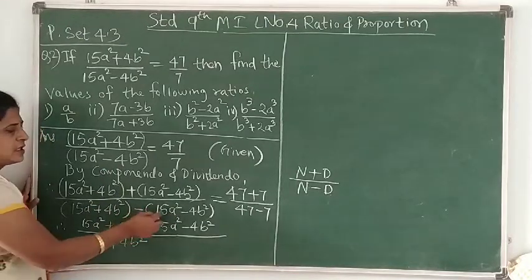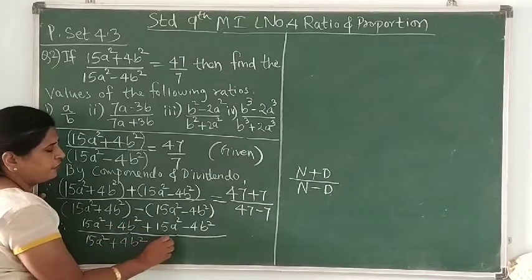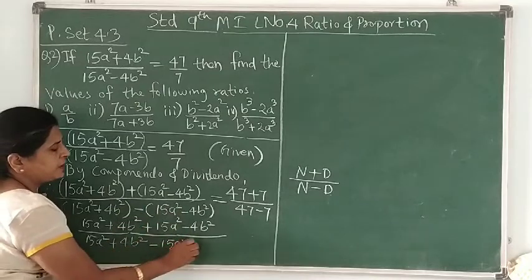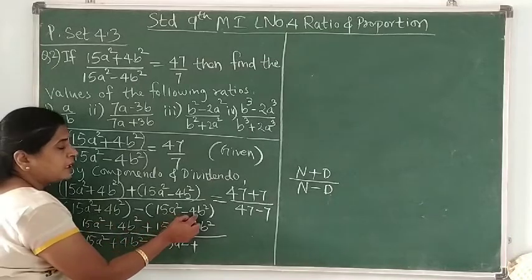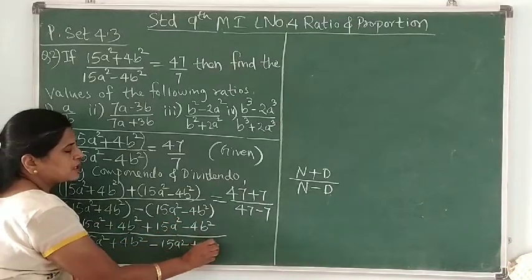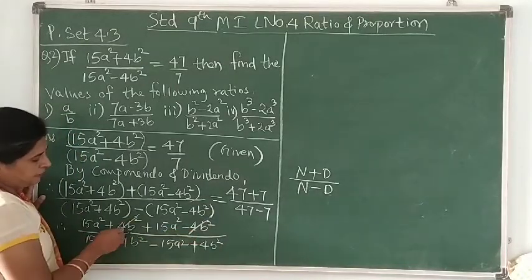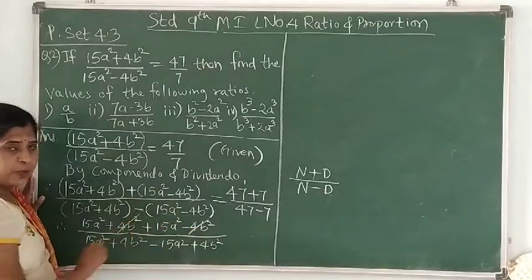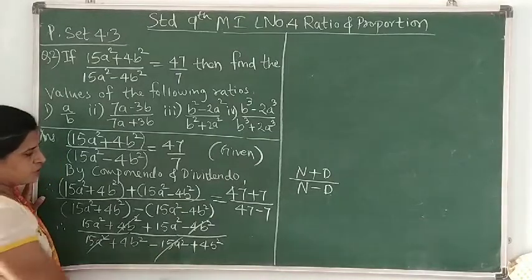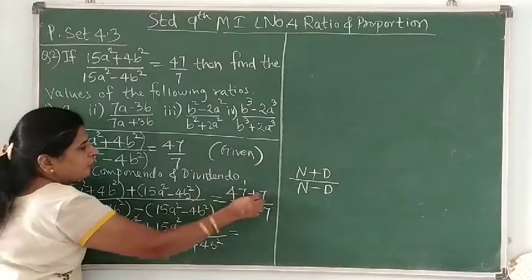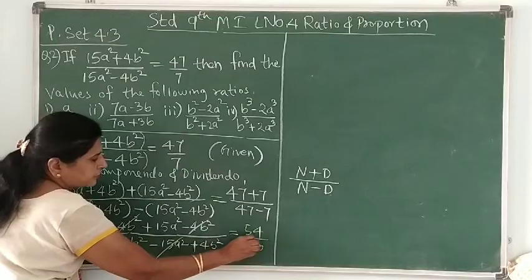So we need to change the signs of the terms in the bracket. Means positive 15a square is becoming negative 15a square, and negative 4b square is becoming positive 4b square. So when we simplify this, we can see that the same terms with opposite signs get cancelled, and here minus 15a square is cancelled with this plus 15a square. Of course, on the right side we have to add 47 plus 7, it is 54, upon 40.